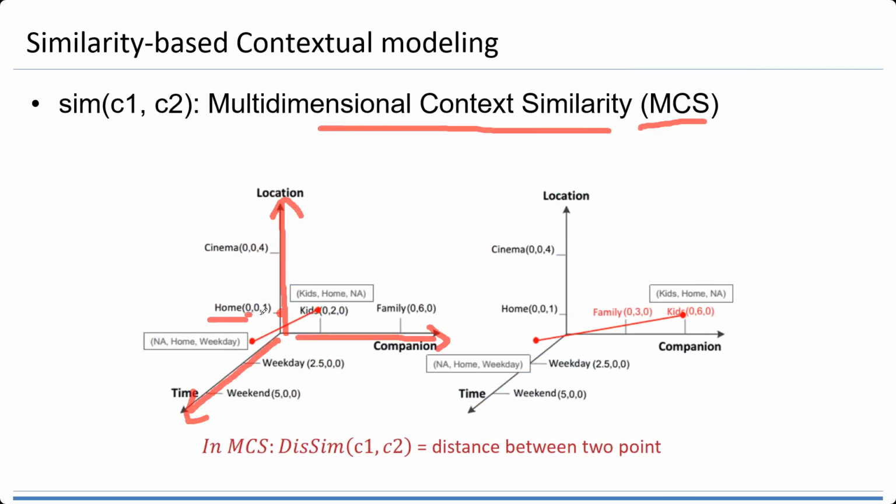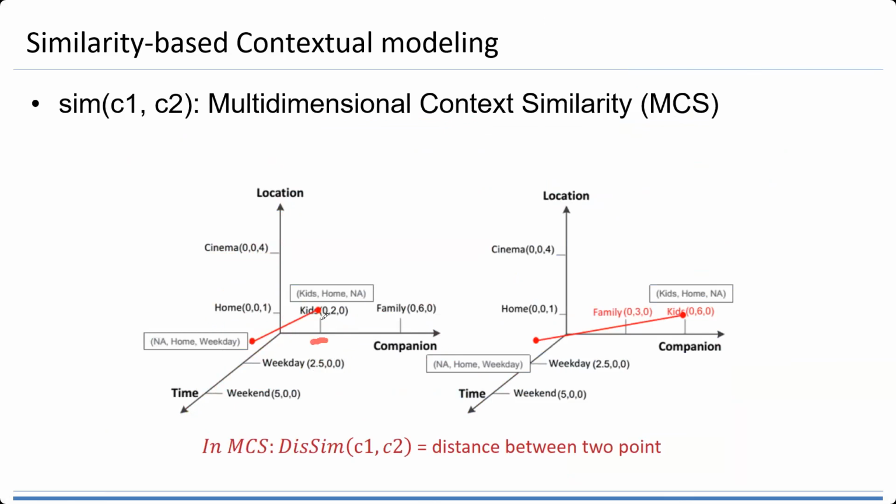So 0, 0, 1. It means the companion is 0, the time is 0, and the value of home is 1. If it is cinema, so I put more value, 4. The other is 0. If I have the companion, maybe this is about the movie. I watch the movie with kids.